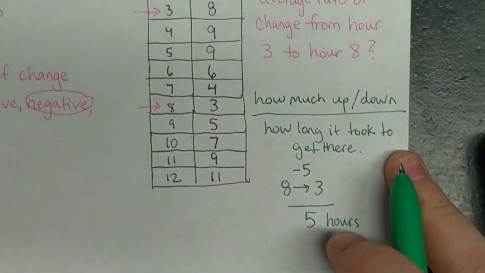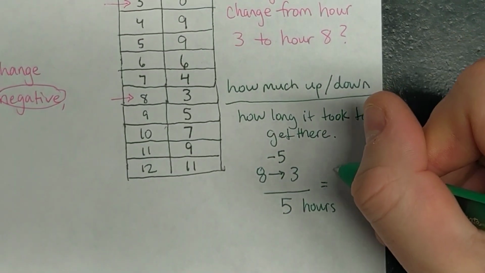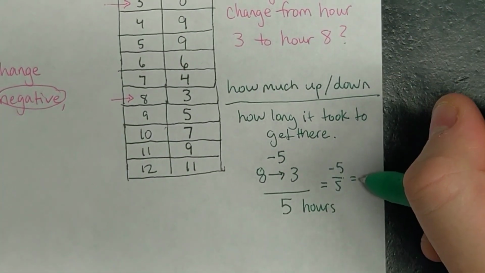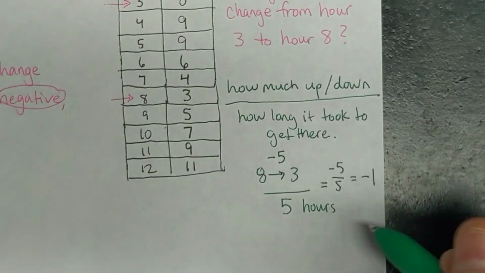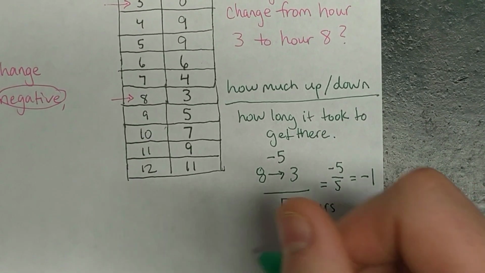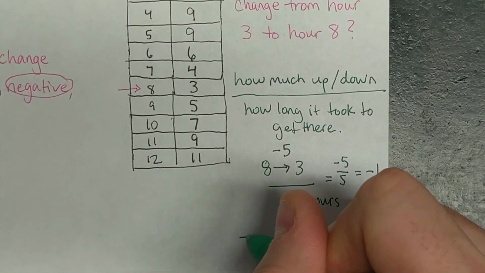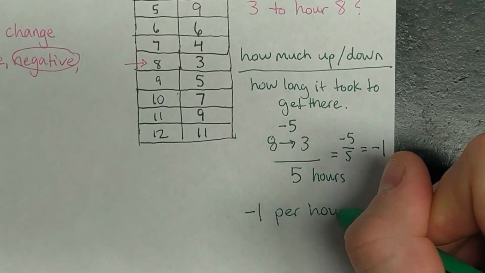Now to figure out my actual rate of change, I'm going to divide that out. So negative 5 divided by 5 is negative 1. So what this is saying is that every hour it went down 1 degree. So it went down 1 per hour.